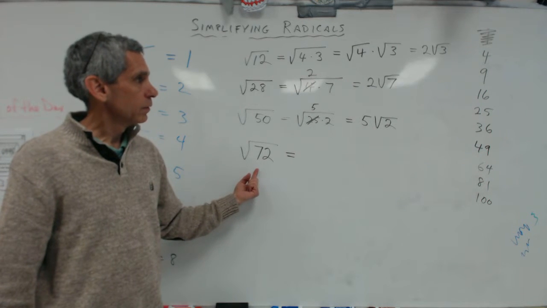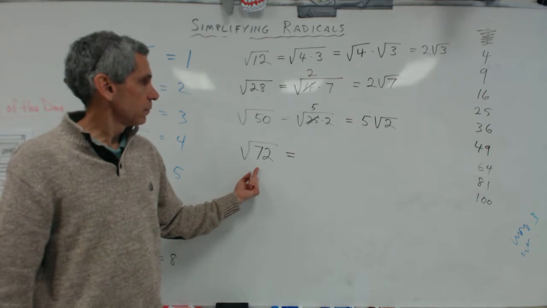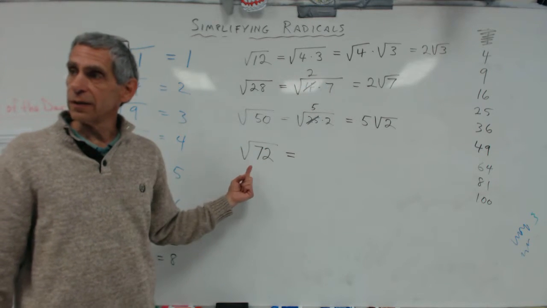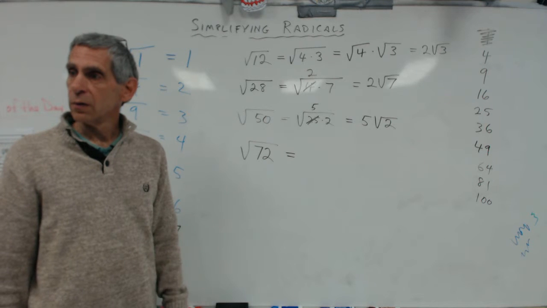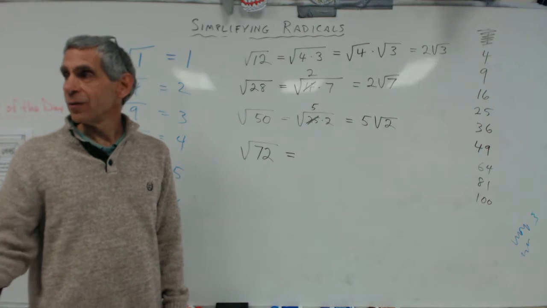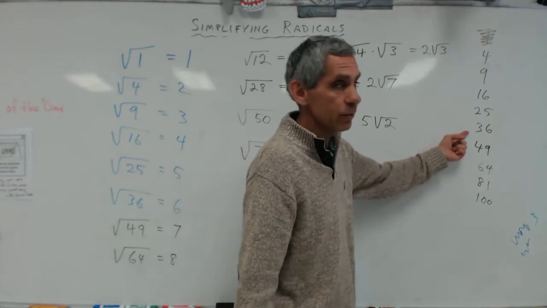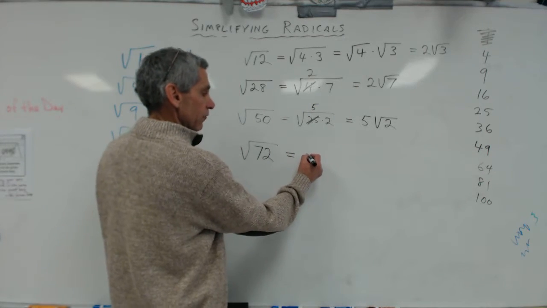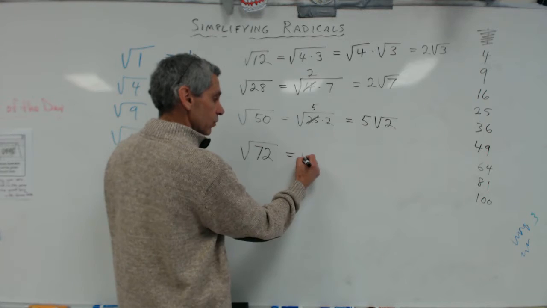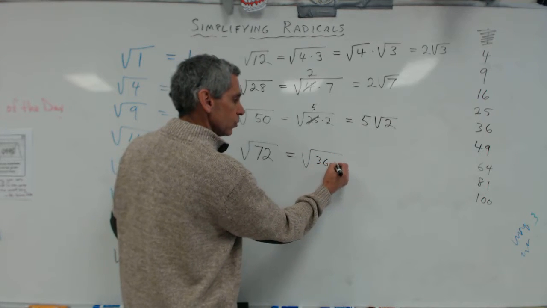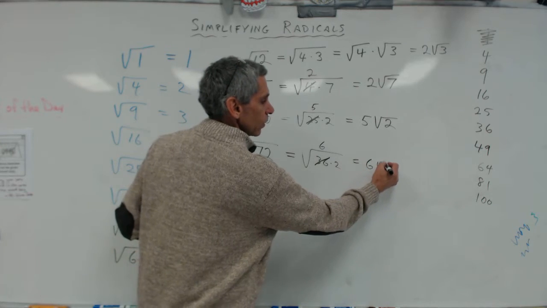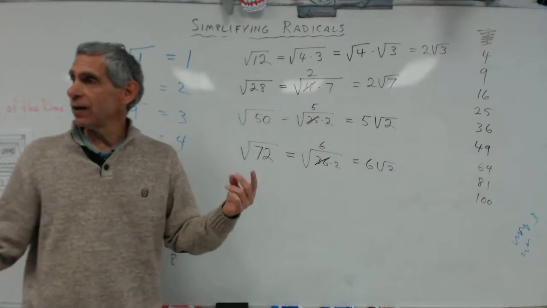Is it best to use the biggest number you can use or the smallest number you can use? You want the biggest perfect square that goes into 72. Then you can use 36. 36 times 2 is 72. So the square root of 36 is 6, and it's 6 square root of 2. Look at how fast you found the answer.